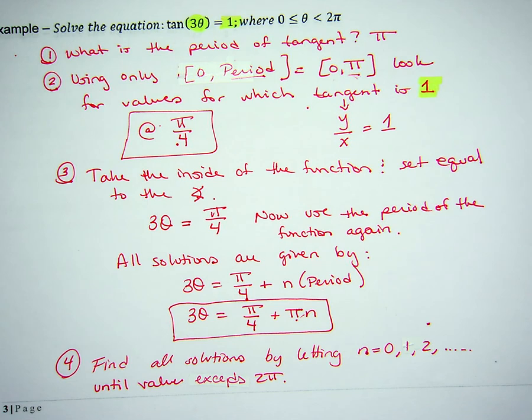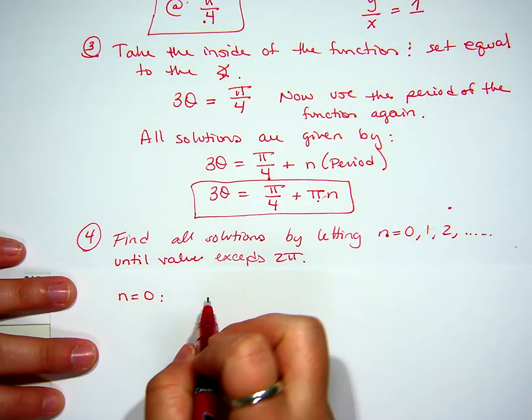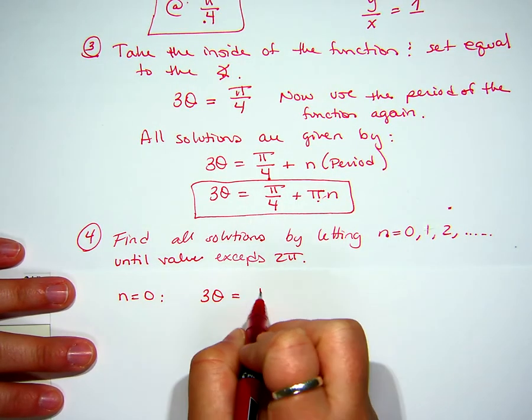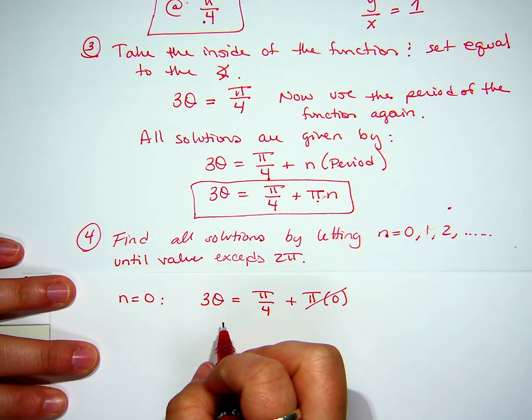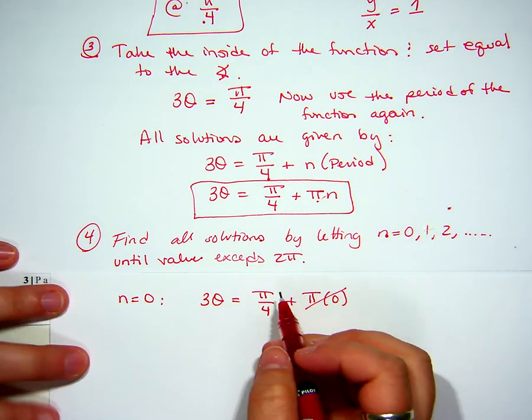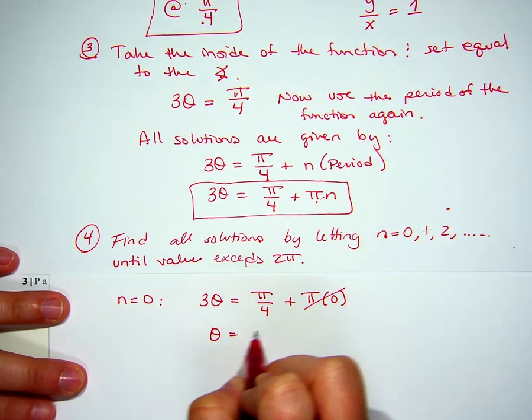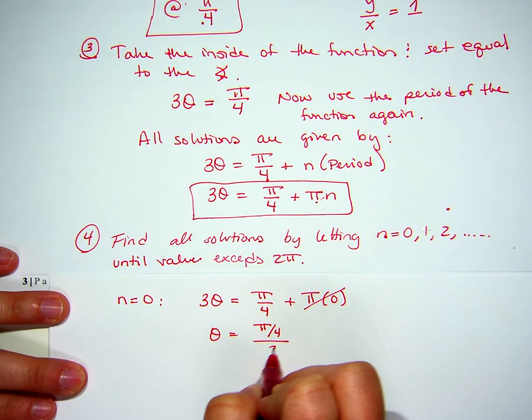So first let n be 0. Okay, now, so I'm going to let n be 0. If n is 0, that means I have 3 theta equals pi over 4 plus pi times 0. Well, that goes away. That means I have, solving for theta, theta equals pi over 4 over 3, or simply pi over 12.